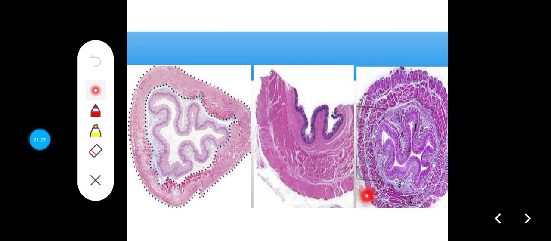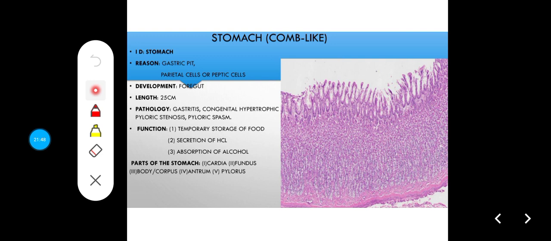You can see some of the adventitia, but it's not as pronounced as that in the ureters. And then you can also see the other features of the esophagus, which will help you differentiate. You can also see the submucosal glands. You've seen this image before. You can also see the epithelium. So this will help you differentiate the esophagus from the ureters.